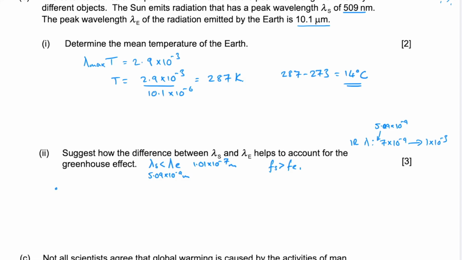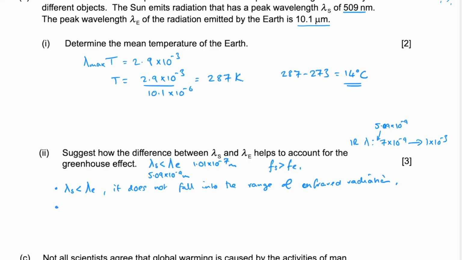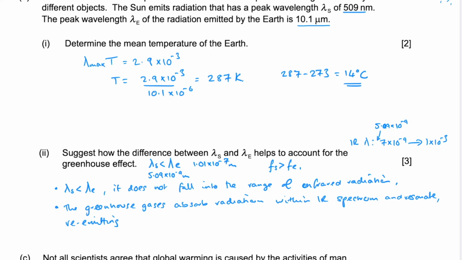Mark number 1. The wavelength of the sun, and when I'm saying the wavelength of the sun, I mean peak wavelength of the sun, is less than the wavelength of the Earth. It does not fall into the range of infrared radiation. Number 2, the greenhouse gases absorb radiation within the infrared spectrum and resonate, re-emitting this radiation.